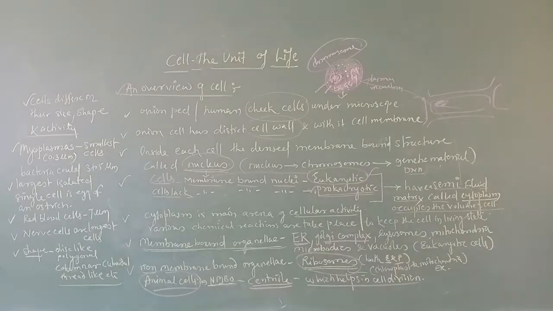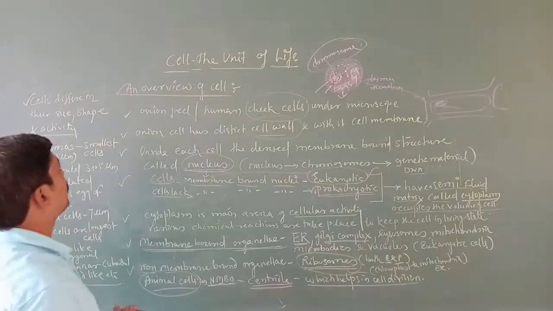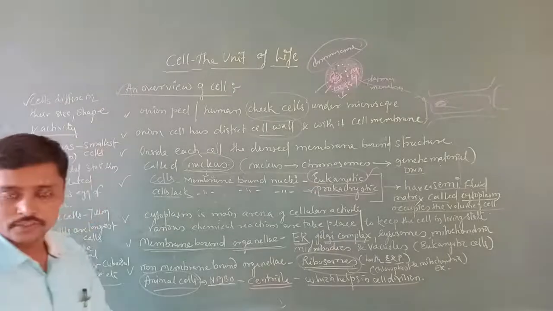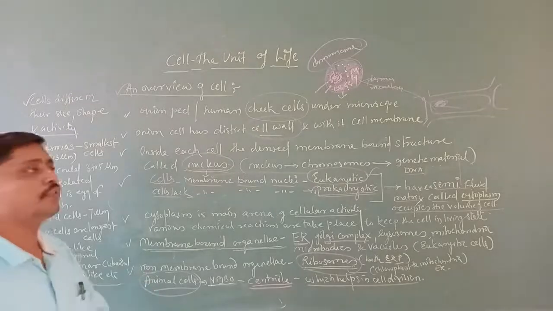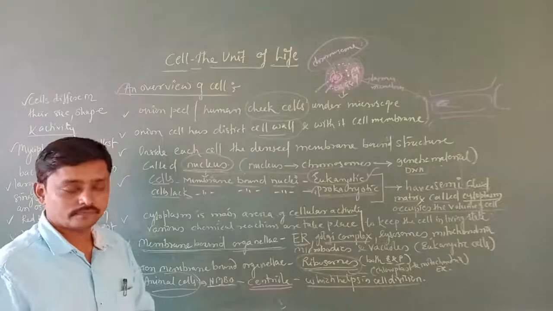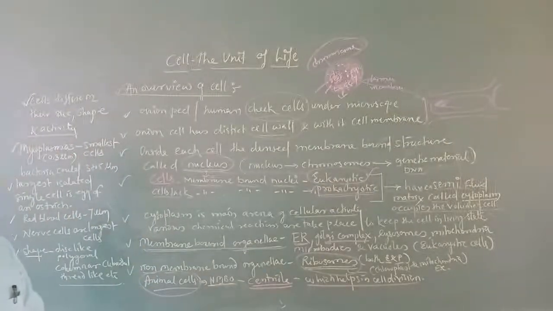The cells differ in their size, shape and activity. Now, once again I am going to recall an overview of the cell. First, when we observe under the microscope, we study the onion cell, which has a distinct cell wall.